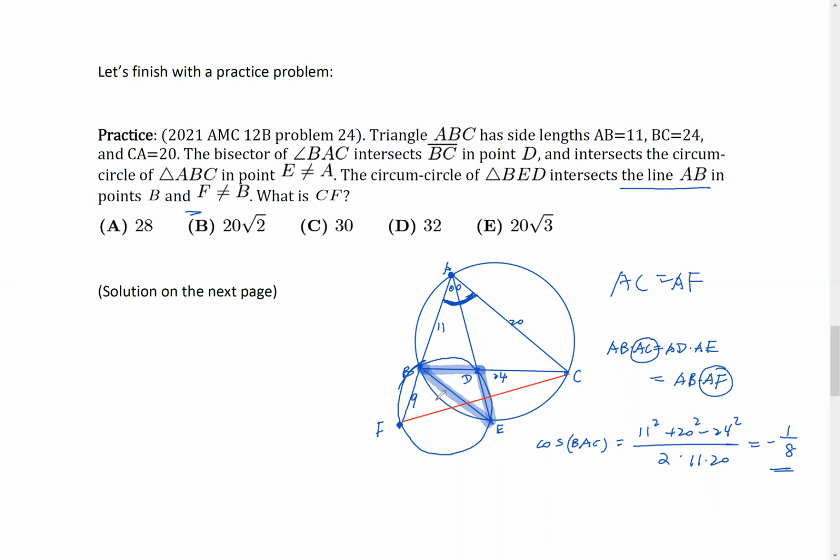So now I can apply again the law of cosines in triangle ACF. That's an easy one because it's isosceles. So CF squared equals 2 times AC squared, 20 squared, minus 2 times AC times AF, which is again 20 squared, times the cosine of this, -1/8. Change the sign to plus. This is a square here. And that's 900. All right, so CF equals 30.